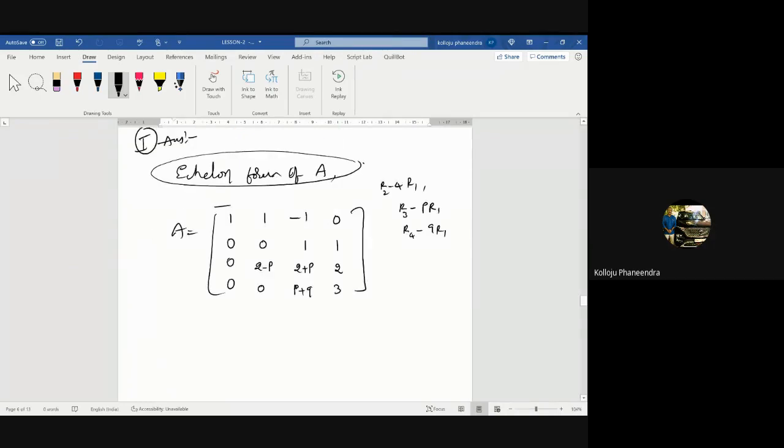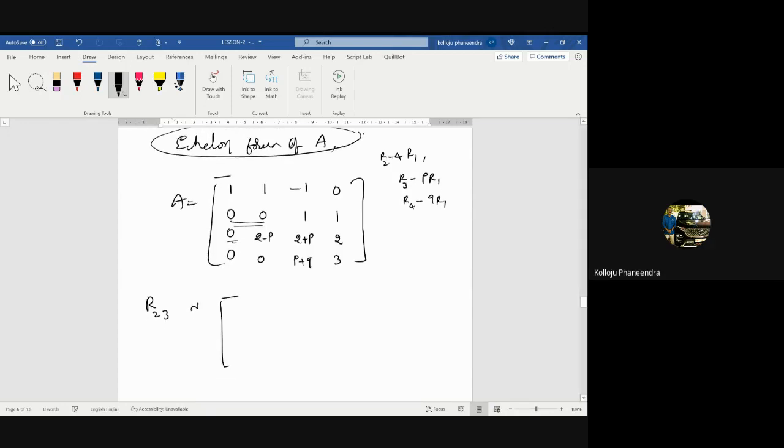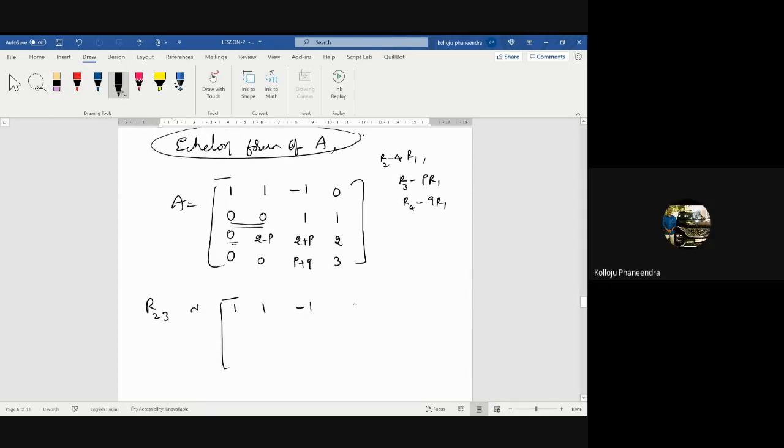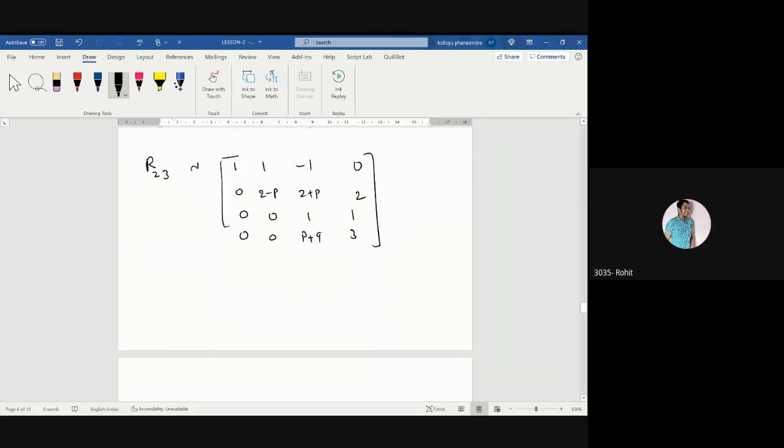Next one: here there are 2 zeros, here 1 0 is there. So you interchange R23. R23 means interchanging the second row and the third row. Exchange. 0, 2 minus P, 2 plus P, 2. 0, 0, 1, 1. 0, 0, P plus 9, 3. Right?